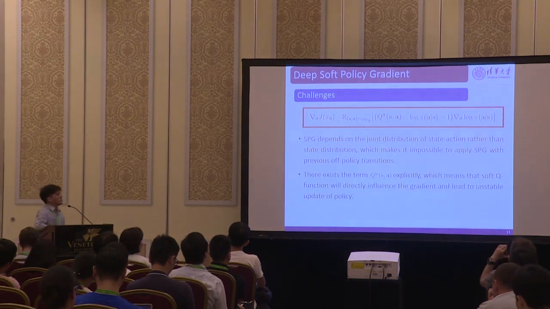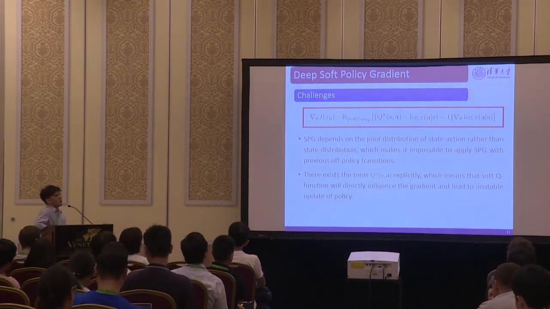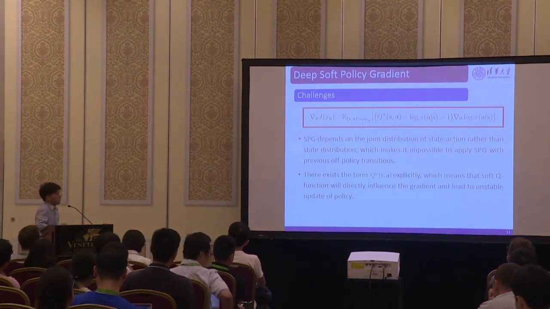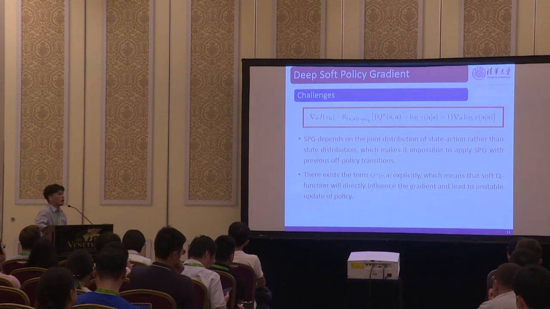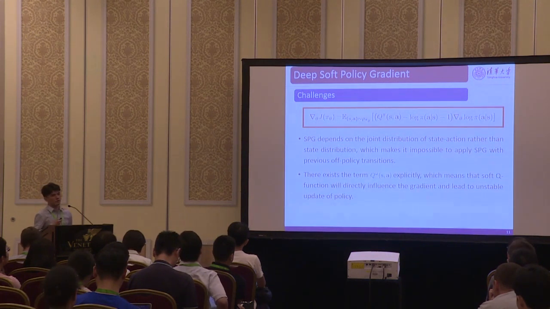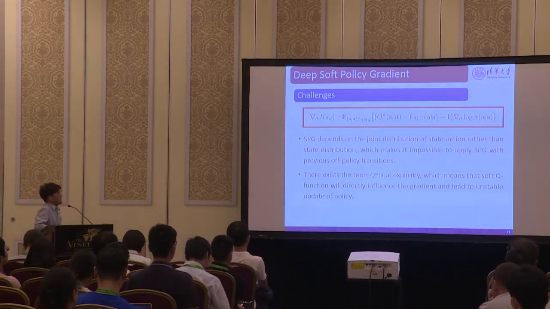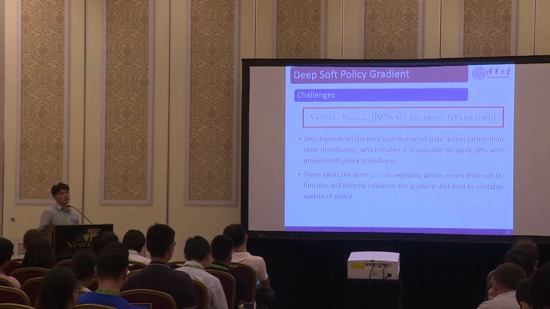However, there are two challenges when we are using the soft policy gradient due to the stochastic policies under the maximal entropy reinforcement learning framework. First, the soft policy gradient depends on the joint distribution of state and action rather than only the state distribution, which makes it impossible to apply the soft policy gradient with off-policy transitions. Second, there exists the term Q omega explicitly, which means that the soft Q function will directly influence the gradient and lead to unstable updates of the policy.